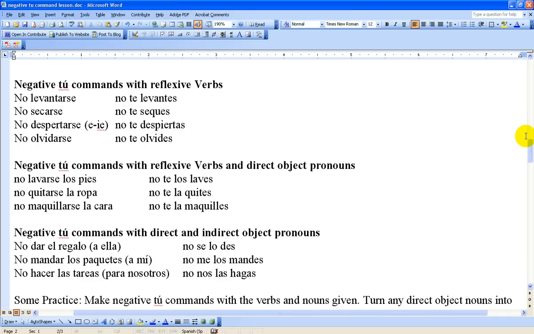Quitarse la ropa, don't take off your clothing. No te la quites. I changed la ropa, the direct object noun, to the pronoun la and put it after the te. And then the last one, don't put makeup on your face. No te lo maquilles.